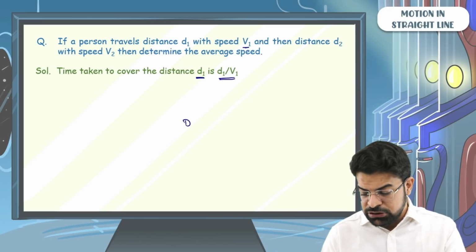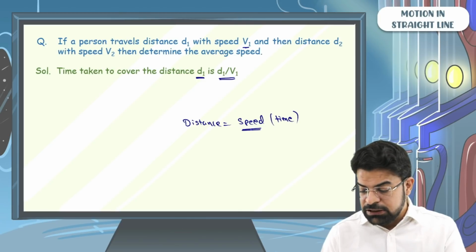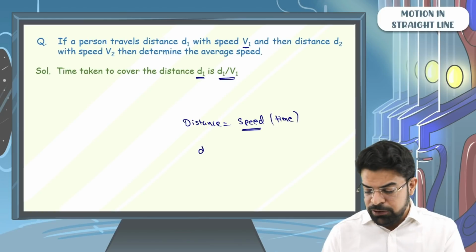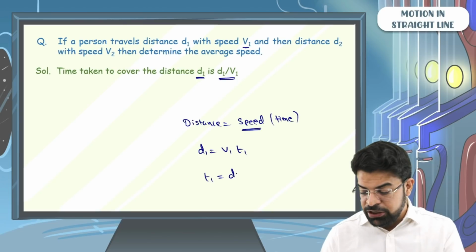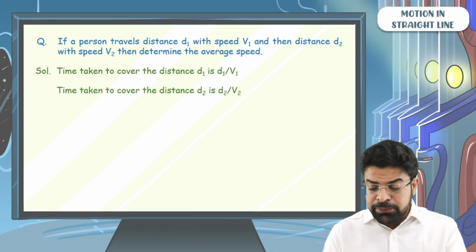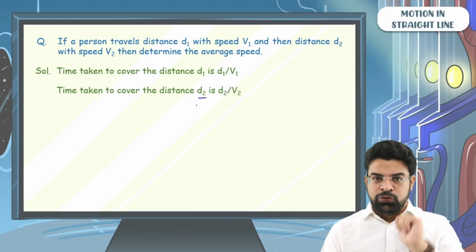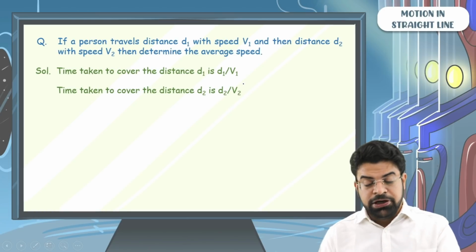You know the distance equals speed into time. So d1 equals v1 into t1, and the time taken to cover the first distance d1 with speed v1 will be d1 by v1. Now, the time taken to cover the next distance d2 will be the next distance d2 upon the next speed v2, that will be d2 by v2.